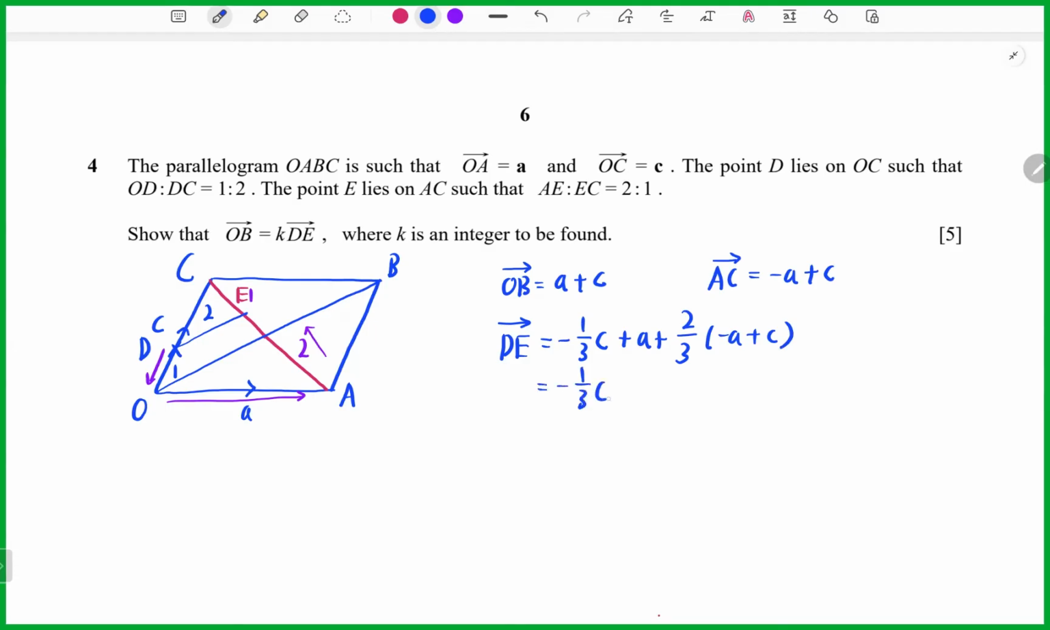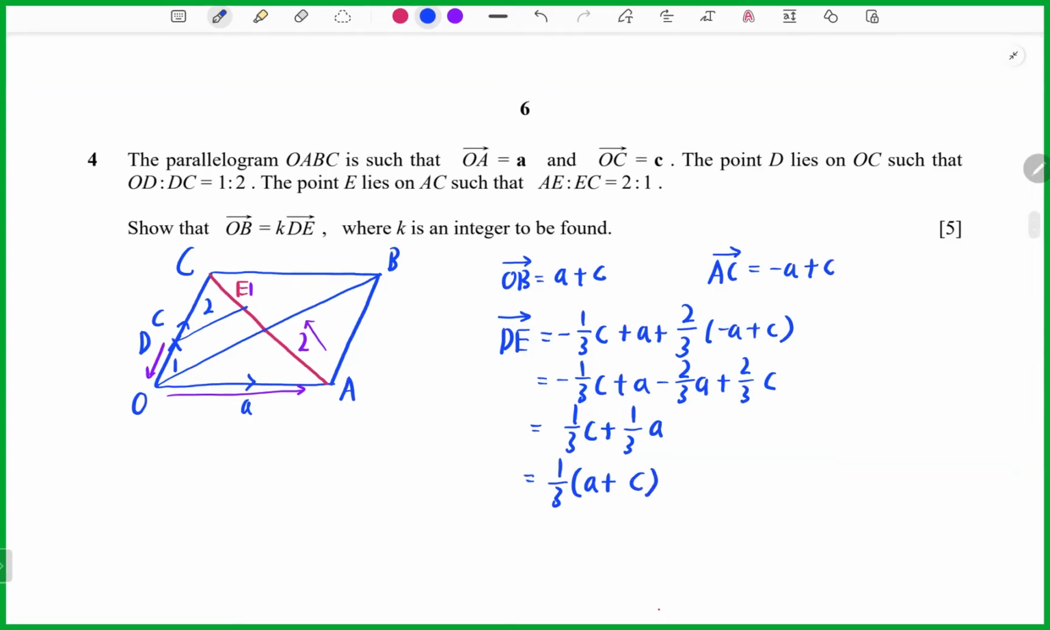Negative 1 over 3C plus A minus 2 over 3A, and then plus 2 over 3C. So, okay, 2 minus 1, we will get 1 over 3C, and then plus 1 over 3A. So you can factorize 1 over 3 here, A plus C. Yes.